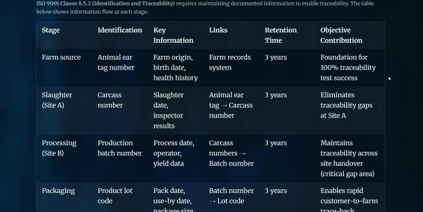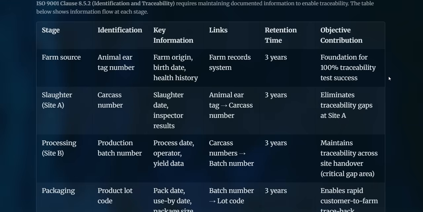First stage, farm source. Identification: animal ear tag. Key information required there: farm origin, birth date, and health history. The link that we need to improve to include there is the farm record system. Retention of these records: 3 years. The objective contribution of this record is the foundation for the 100% traceability test success that we are aiming for.